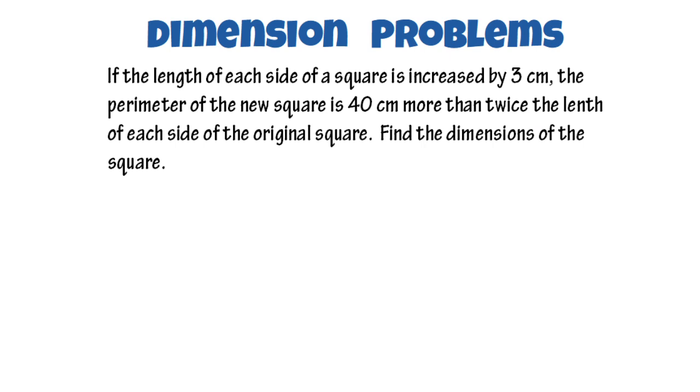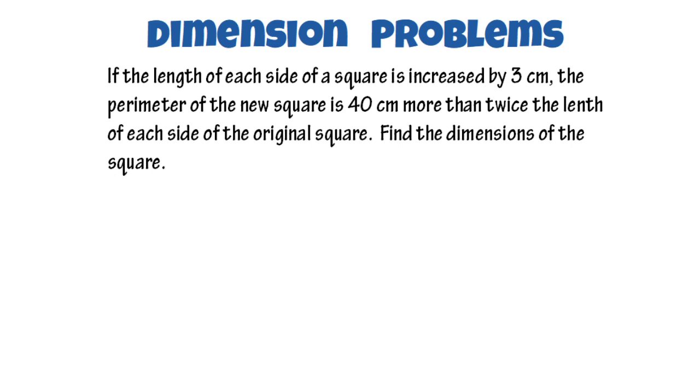All right, so let's start with a dimension problem. This one shouldn't be too bad for us. It says here, if the length of each side of a square is increased by 3 centimeters, the perimeter of the new square is 40 centimeters more than twice the length of each side of the original square. All right, so there's a lot of stuff going on here.